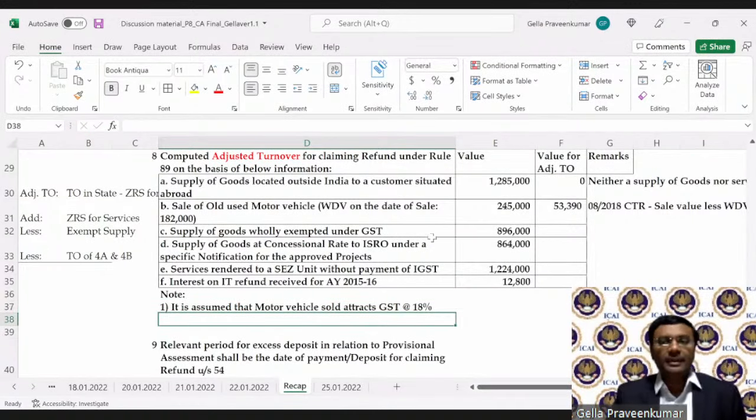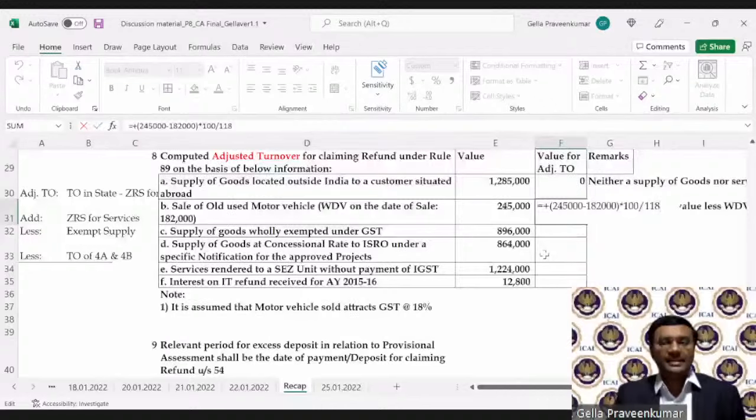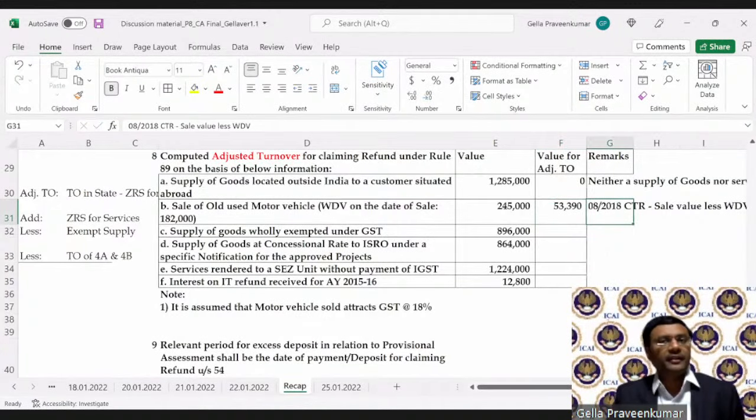Now, for the benefit of other students, I'll explain this transaction once again. Here, there is a reference to notification 8 of 2018.